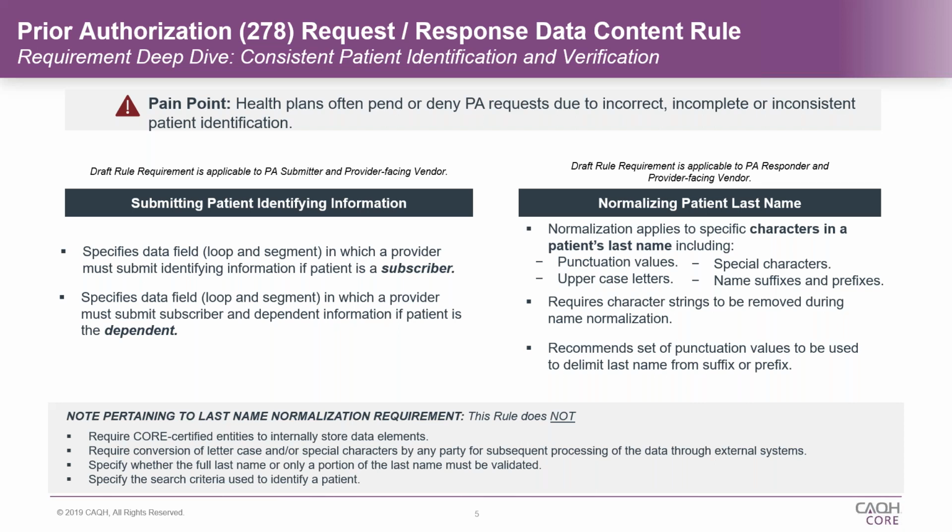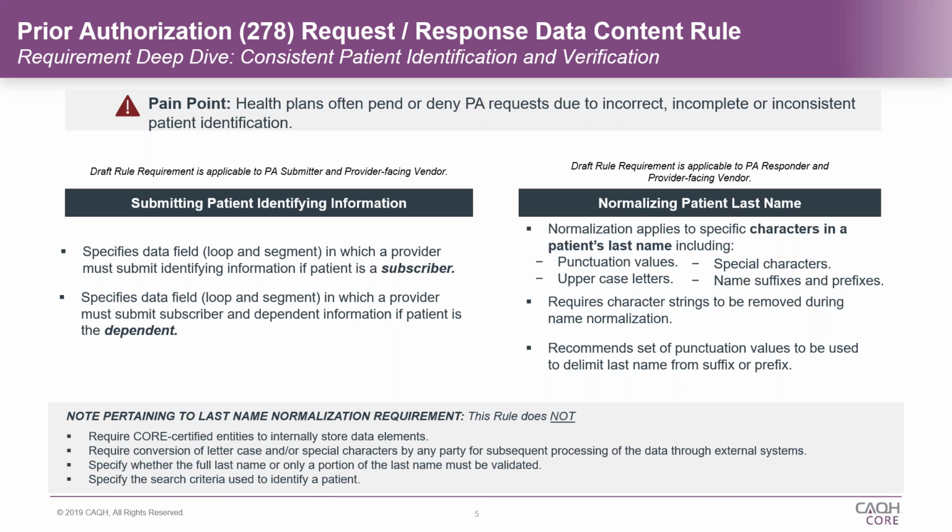When the health plan and its agent receive the request, they should normalize the patient last name. Normalization applies to specific characters in the patient's last name, including punctuation values, special characters, uppercase letters, name suffixes, and prefixes. By requiring character strings to be removed during name normalization and recommending a set of punctuation values to be used to delimit last name from suffix or prefix, normalization promotes successful adjudication of information included on the request and reviewed by health plans.